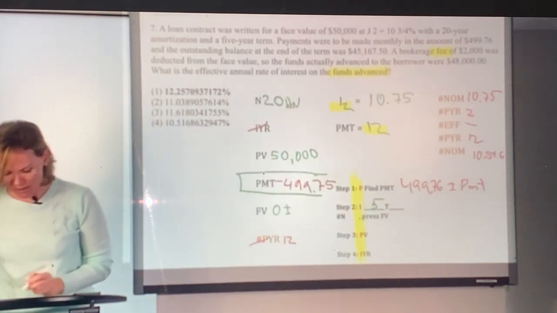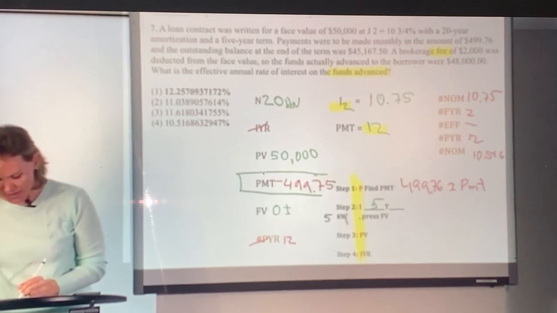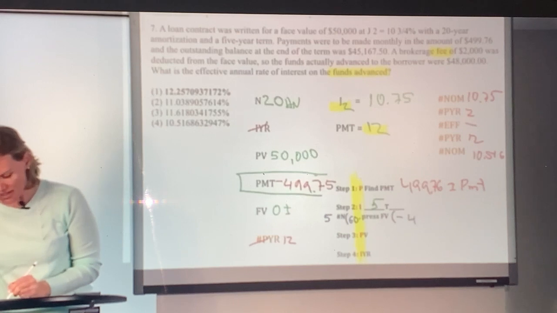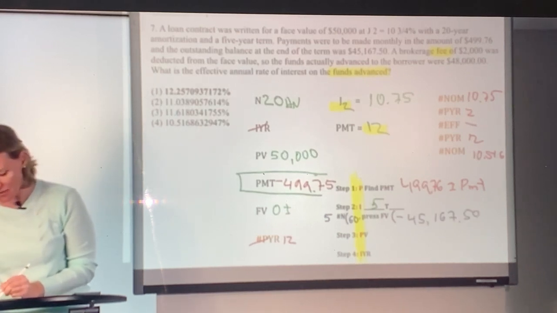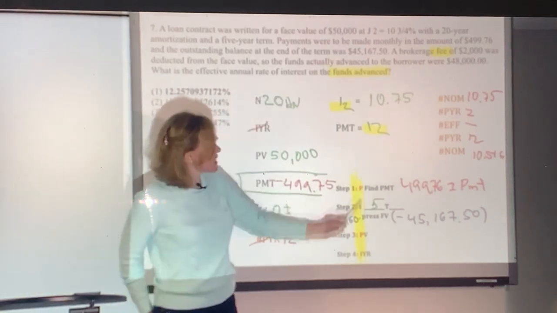So we're going to do 5 shift N. Okay, so 5 shift N. You got 60. And then you press future value, and the future value comes up. Watch it. It's going to be the same as what's given to you, 167,45 0. Do you see that? It's exactly the same as what's given to you.